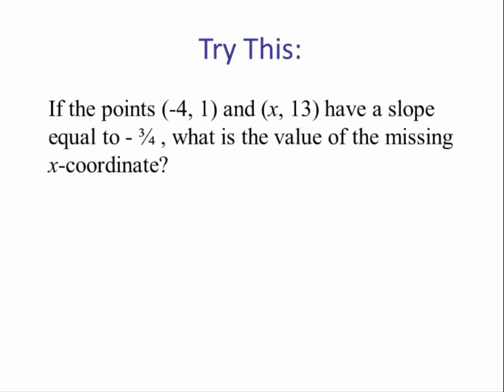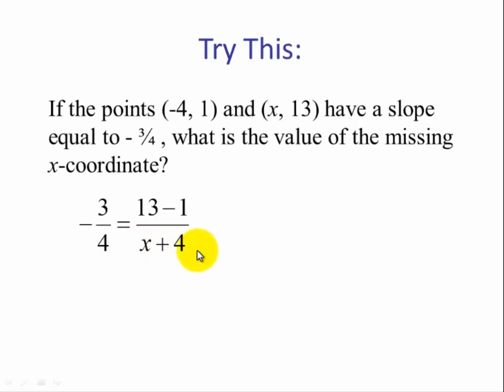Let's try this problem. If the points (-4, 1) and (x, 13) have a slope equal to -3/4, what is the value of the missing x coordinate? Well, let's start with our formula. We know m equals y2 minus y1 over x2 minus x1. We know what the slope is. M is -3/4. This is our change in y, so 13 minus 1 over x minus -4, which becomes x plus 4. So we have an equation here with one variable, and we can solve this.